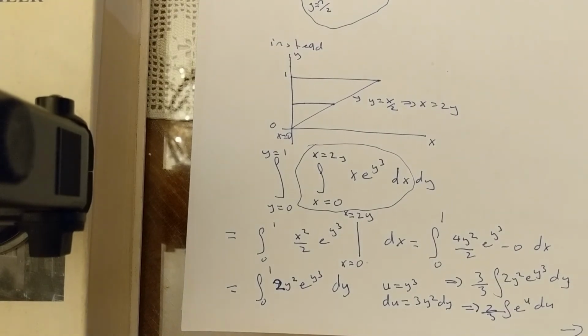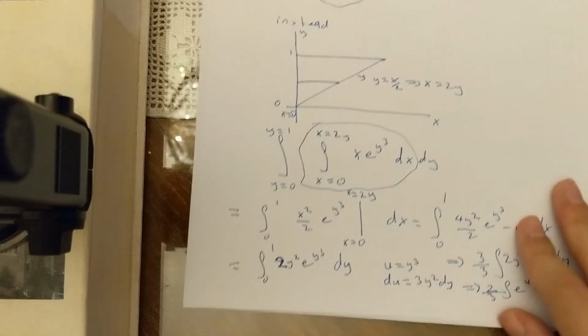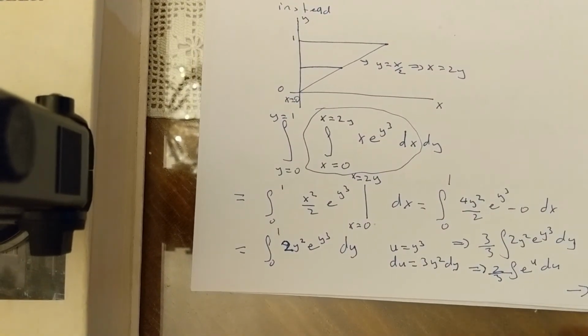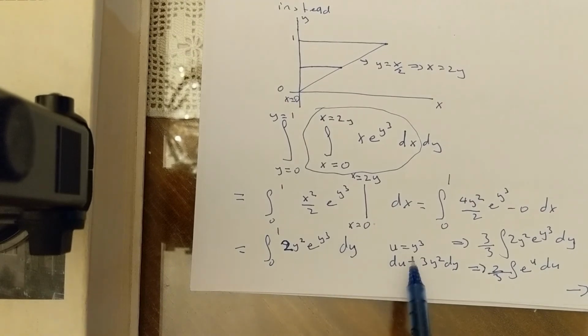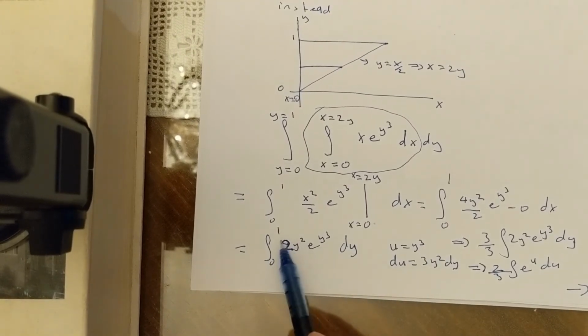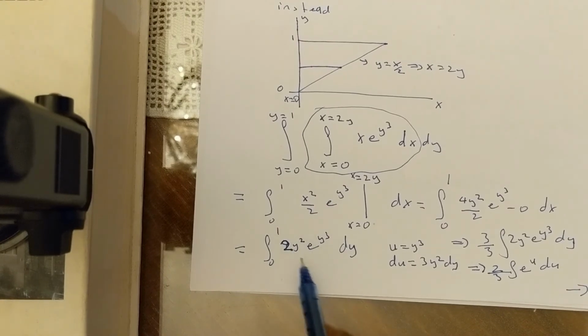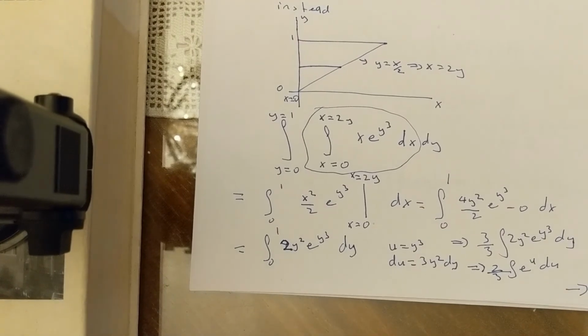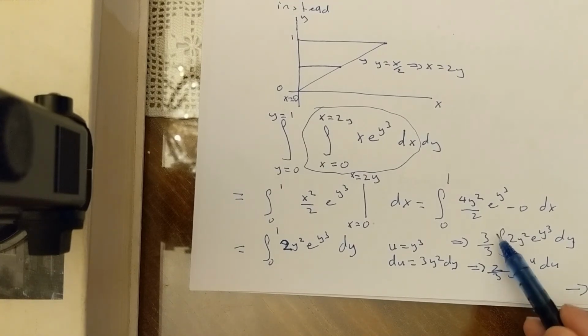Now you might think, this is just as bad. This is horrible. Actually, it's not. Because this is good old substitution, right? If you let u be equal to y cubed, then du would be 3y squared, and I have a term like that. I don't have 3y squared, I have 2y squared. The way I like to do these is I'll just multiply the whole integral by 3 over 3 so that I don't change it, okay?